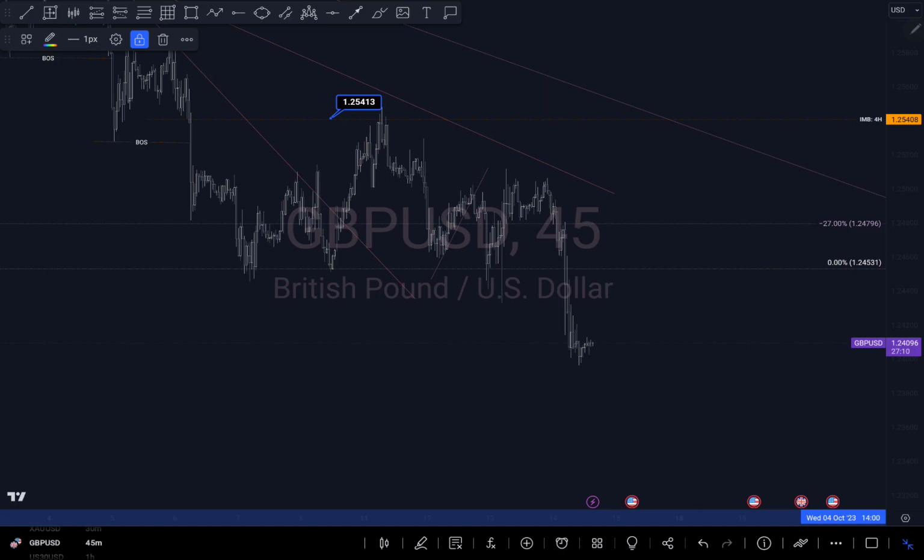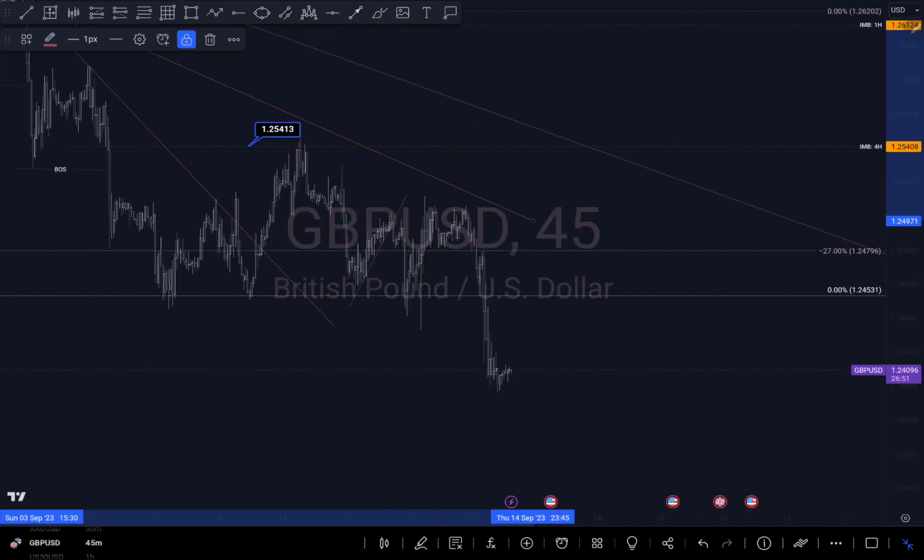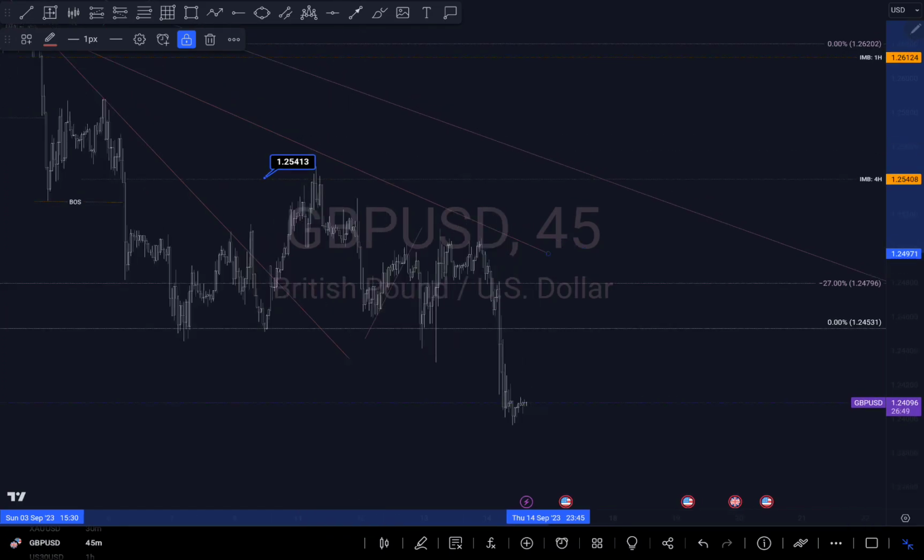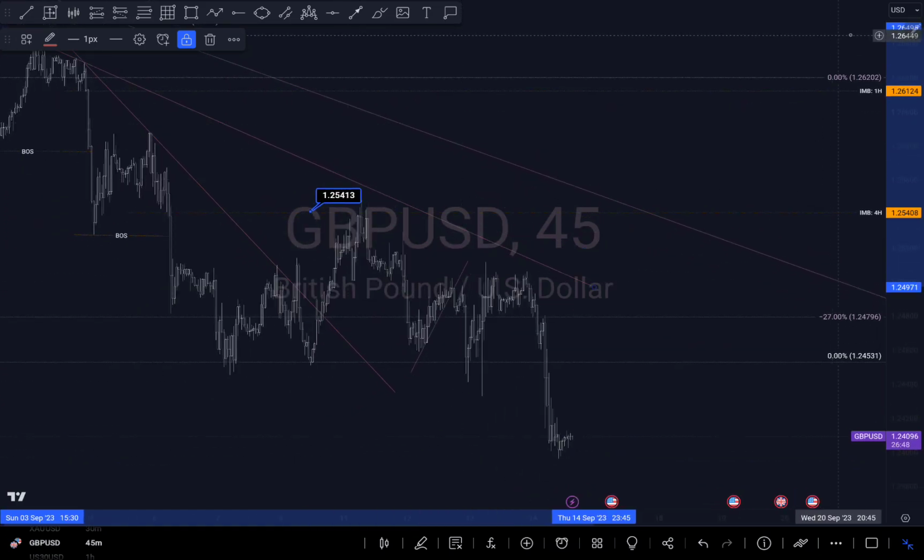I said that because we were currently around my negative 27% fib level, and it gave me a double bottom around this area, so there's a possibility that we might push to the upside a little bit, and if we continue to push to the upside, my target will be around this level. My reason for the target was just because of an imbalance right here.